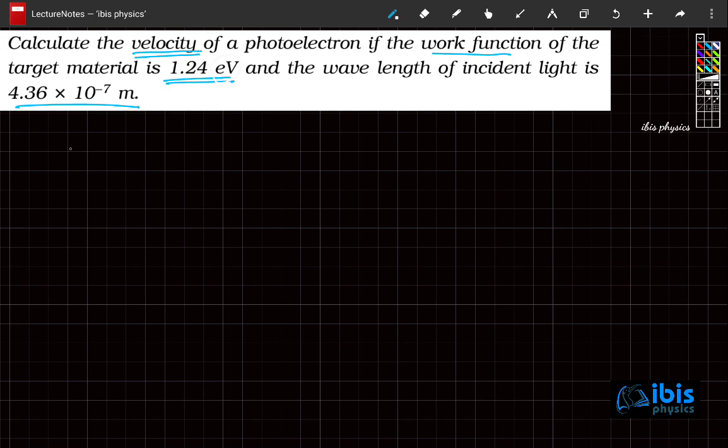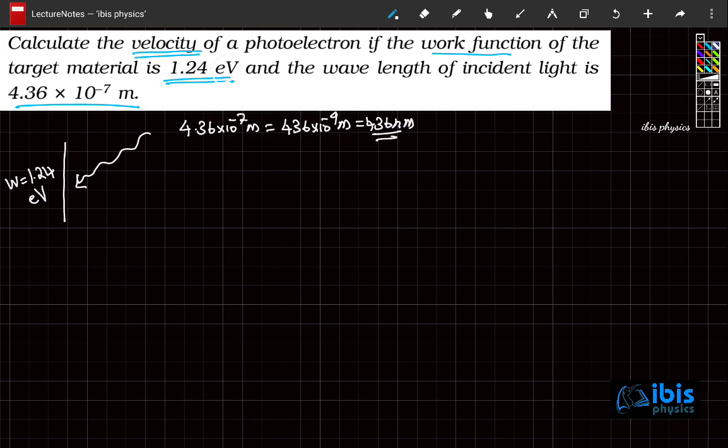Here I'll just pictorially represent the question. There is a metal plate. Its work function is 1.24 electron volt, and there is radiation of wavelength 4.36 × 10^-7 meter, or this can be 436 × 10^-9 meter, or 436 nanometer. Because if you write the wavelength in nanometer, it is very easy for us to apply the formula which we already know.